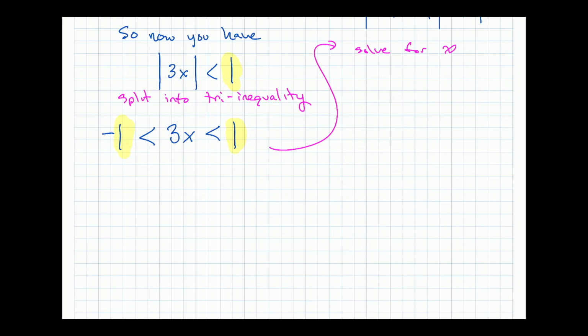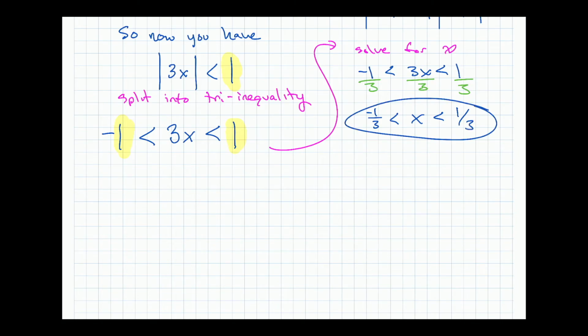So solve for x. Now what does that mean here? That means, well, we've got room, so I'm going to rewrite it. Negative 1 less than 3x less than 1. So all you're going to do here is divide by 3 on everything: 3, 3, 3. You're just using normal rules for inequalities. So we get negative 1/3 less than x less than 1/3. Okay, that's what we wanted.